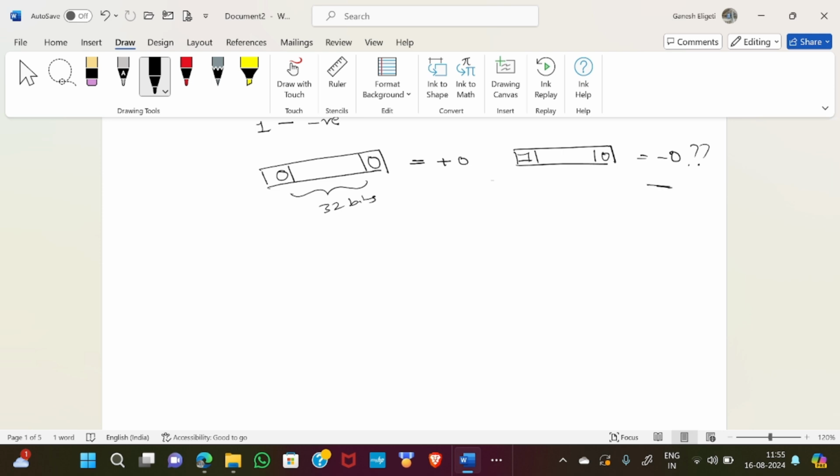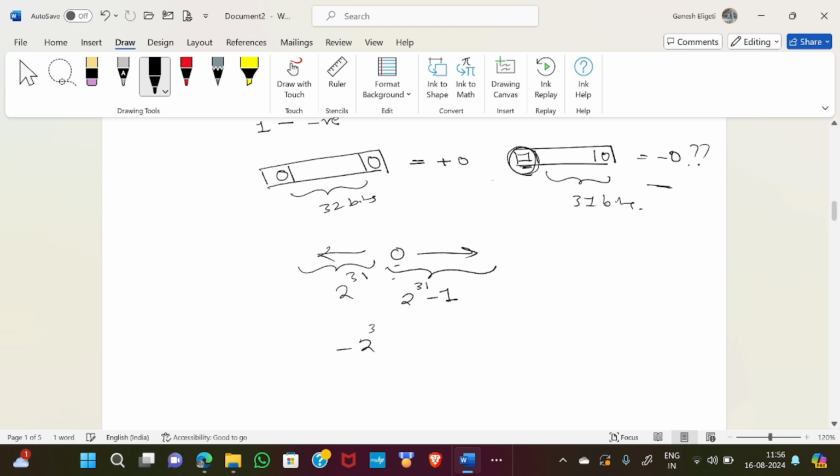So we consider a range which has 2 power 31, because we won't be considering this as this is the sign bit. So only 31 bits are left in which we can do. And 1 is 0, so minus 1. And the other side would be 2 power 31 because there is no negative 0 here. So that is why the range is minus 2 power 31 to 2 power 31 minus 1.